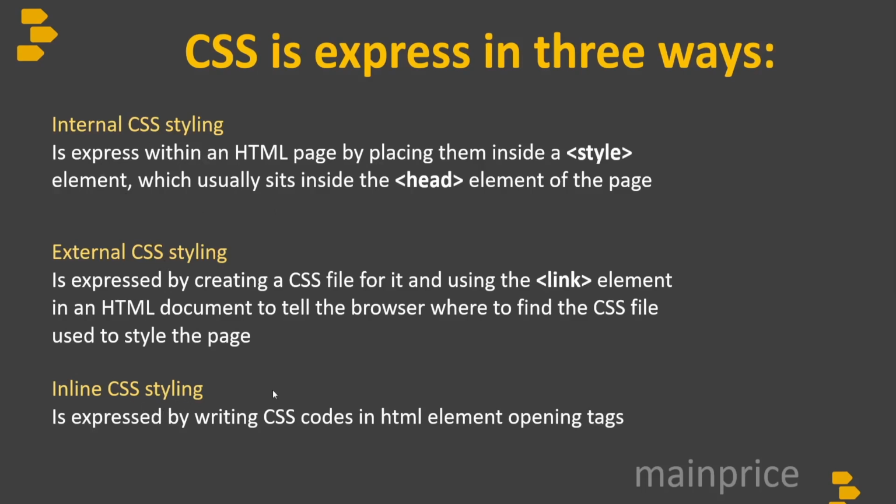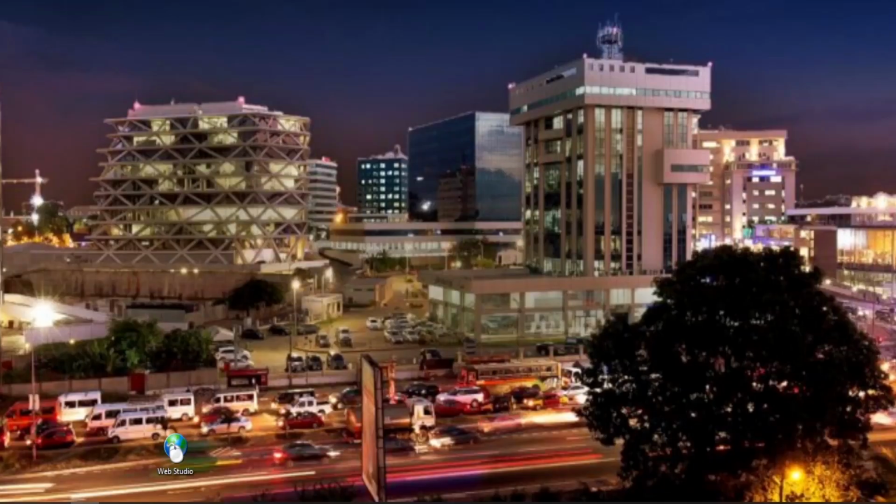Inline CSS is written in the HTML tag, normally in the opening tag of an HTML element or an HTML code. So that's where we write the inline CSS styling. So let's go to our VS Code and write our styles over there. First we will start writing an external CSS styling. Okay, so let's start.